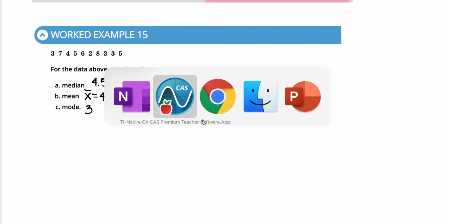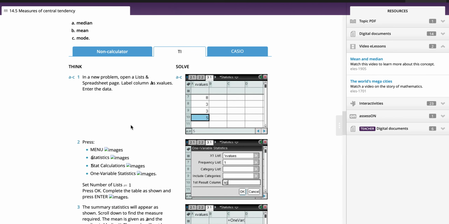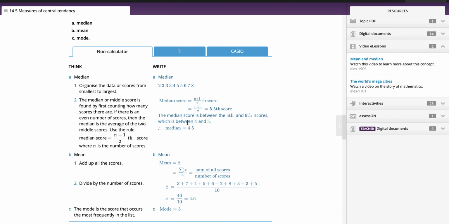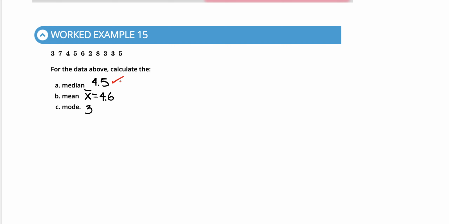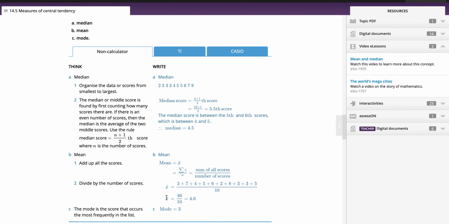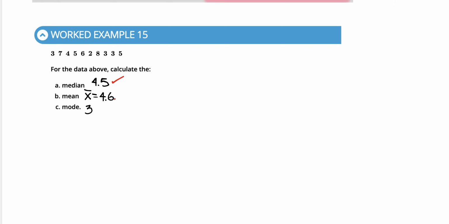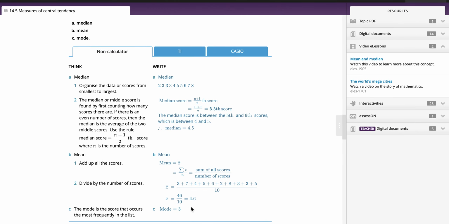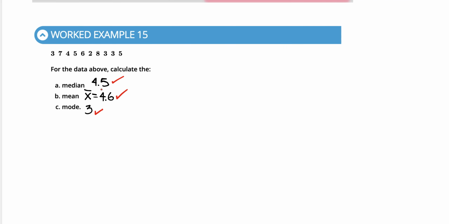I'm going to check my answers with JAC Plus. So I'm going to go into JAC Plus, and when they did the non-calculator one, I want to see, okay, the median, 4.5. Brilliant. The mean, 4.6. Good. And the mode, 3. Wonderful. The fact that these two numbers are so close together means that this data will be symmetrical. Okay, good. Fantastic. I'm going to continue in the next video. I hope that I'm more efficient in the next one.